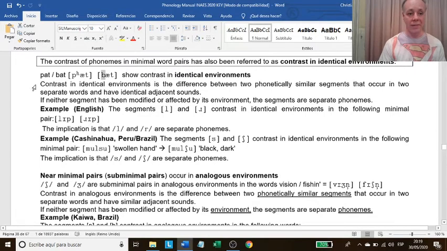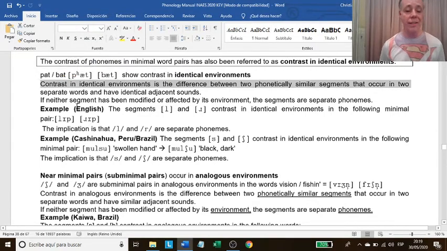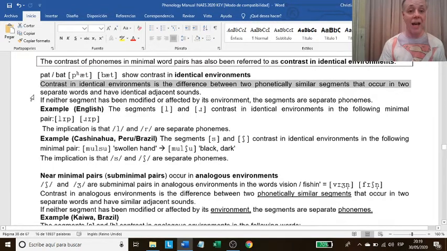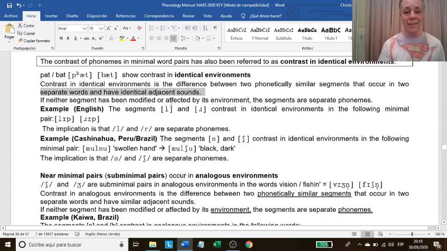So what does it say next? Contrast in identical environments is the difference between two phonetically similar segments that occur in two separate words and have identical adjacent sounds. Which are the adjacent sounds? At, at. They are identical adjacent sounds. Okay? So segment means sounds. Two sounds that are similar.